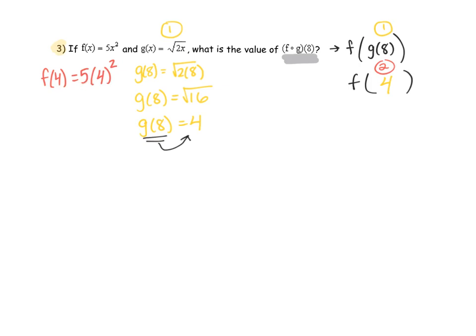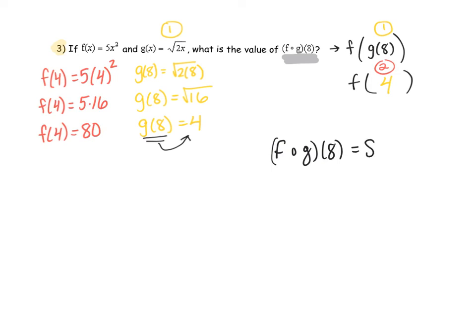Now, you're not going to do 5 times 4 and then that answer squared. You're going to do PEMDAS, so you're going to do exponents first. So 4 squared will be first, which is 16, and then times 5. So 5 times 16, which is 80. So your final answer should have been f of g of 8 is in fact 80.